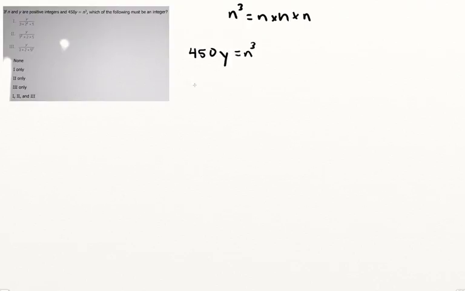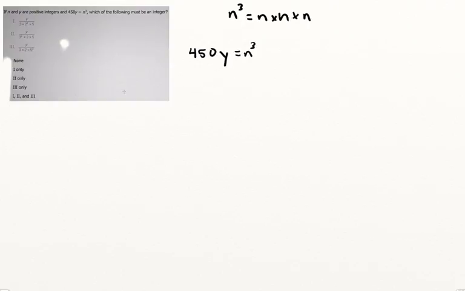So in order to do this, we're going to need to factorize 450. Now, for any cube, the prime factorization can always be represented as each prime number to the power of 3. So that's what we're going to try to do with 450y.